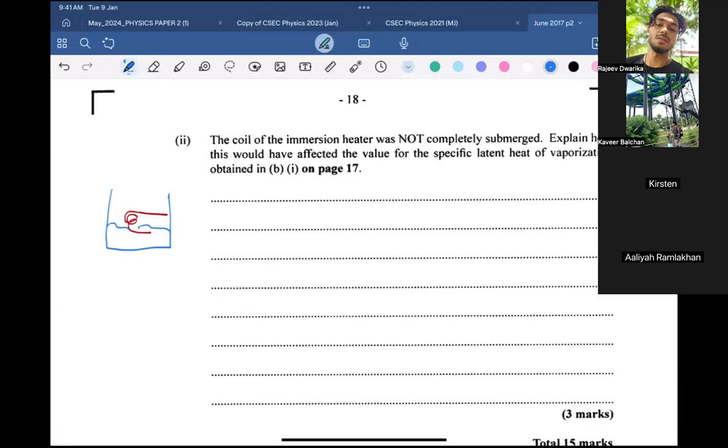More? Less. Less, because it wouldn't be heating up all the water as well as it should. If the water is not fully submerged, then this part of the coil is heating up the environment instead of the water. So less water is going to be converted to steam, so we're going to have a lower mass. Right? A lower mass.